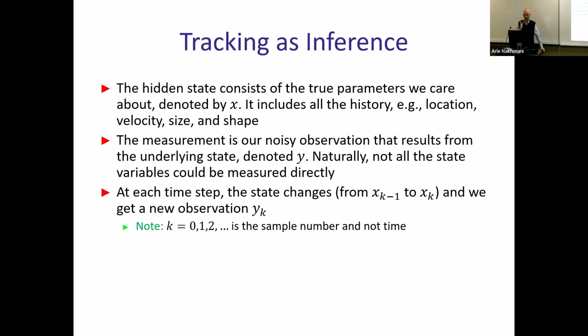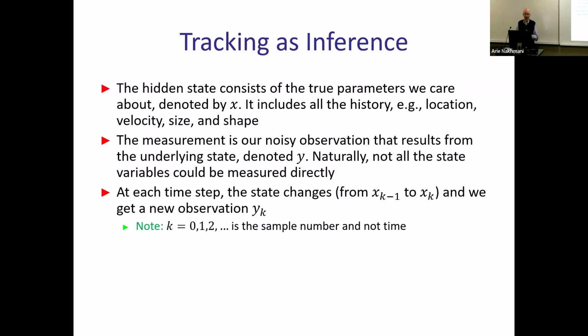So k equals 1 might be T equals 0.1 seconds, or it could be 25 seconds. It could be any time, depending on your sampling interval. So you need to know the sampling interval to know what k equals 5 means in terms of time, in seconds or minutes or hours. This will tell you where this point is in time. It's just sampled based on the sampling interval.